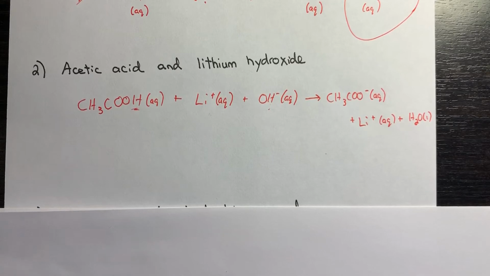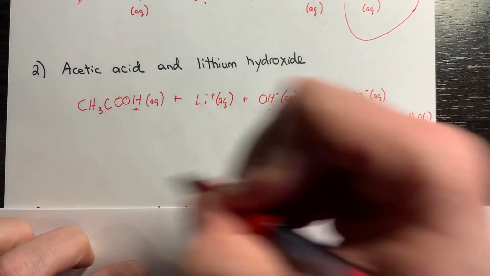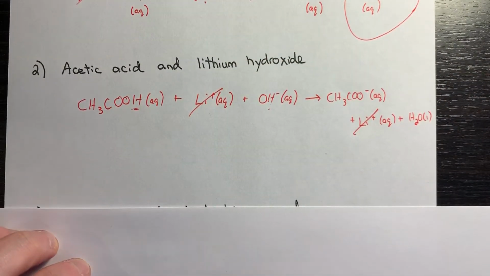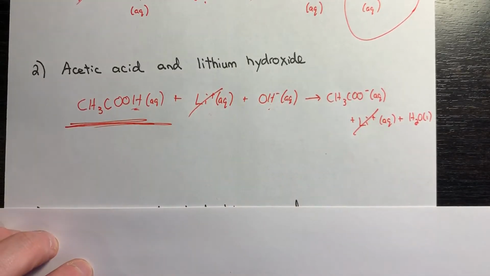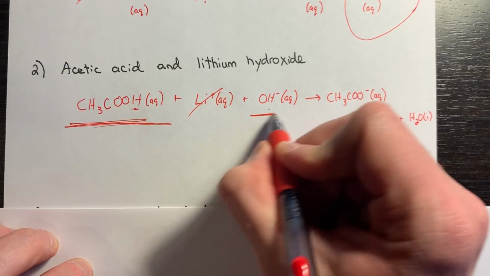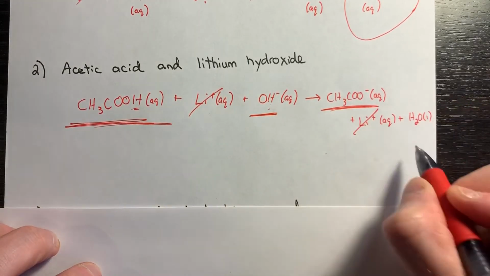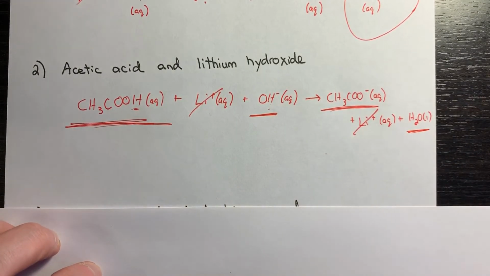As far as working towards that net ionic equation, I can cancel out the lithium on both sides, and what I'd be left with is my acetic acid, again a weak acid, reacting with hydroxide to form acetate and liquid water.